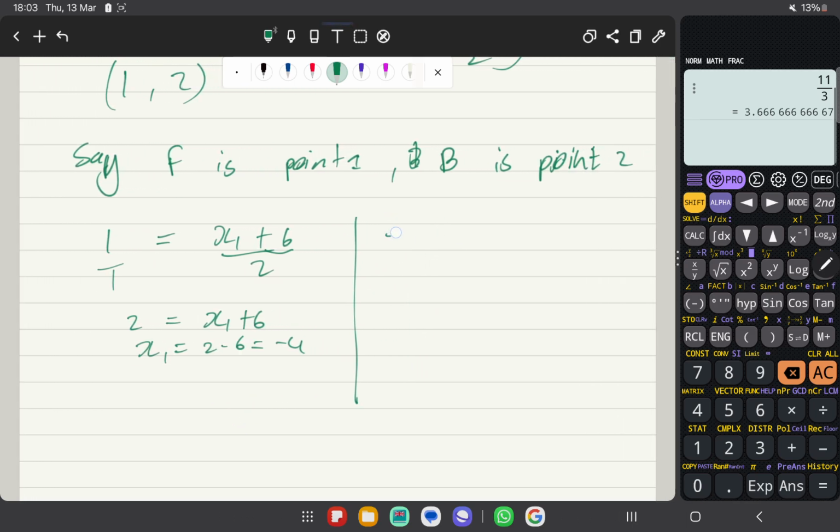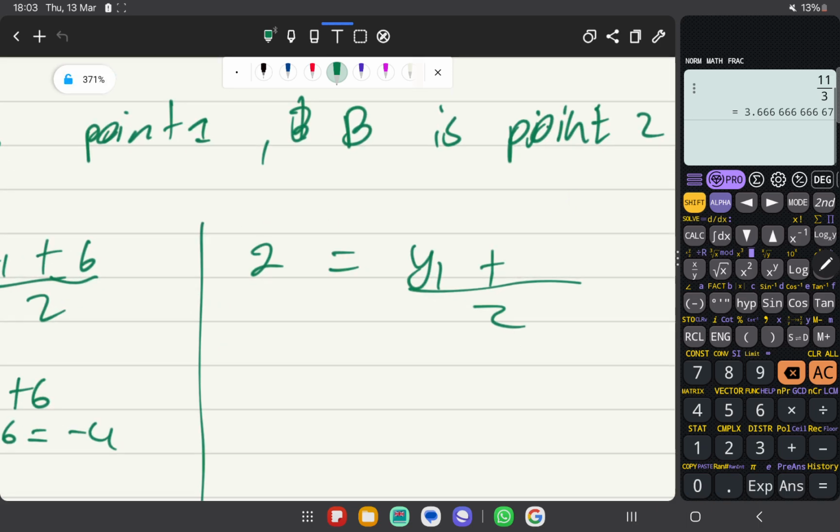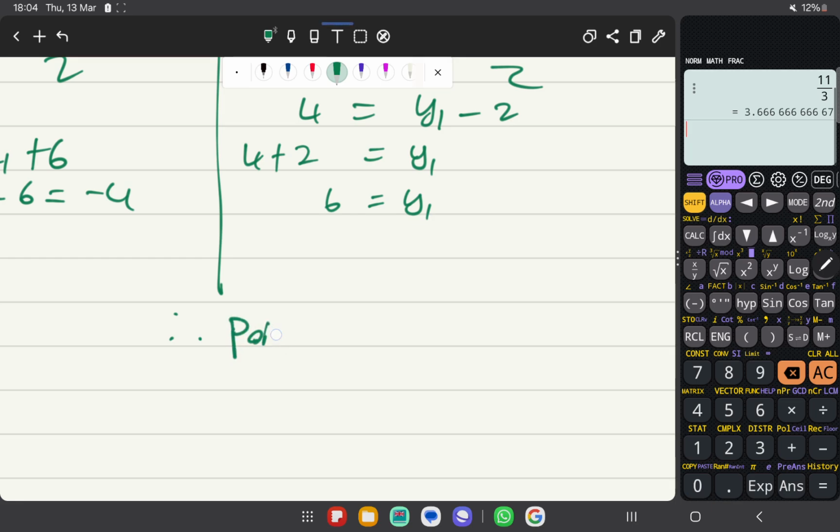For the y values, 2 equals (y1 plus y2) over 2. Y2 is minus 2, so I'm going to have this minus 2. Cross multiplying, I have 4 equals y1 minus 2, and then I transpose: y1 is 4 plus 2, which is 6. So therefore point F will be (-4, 6).